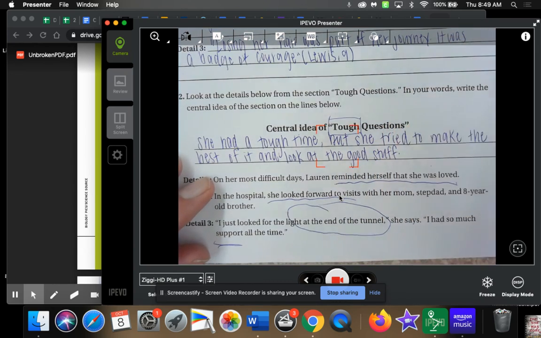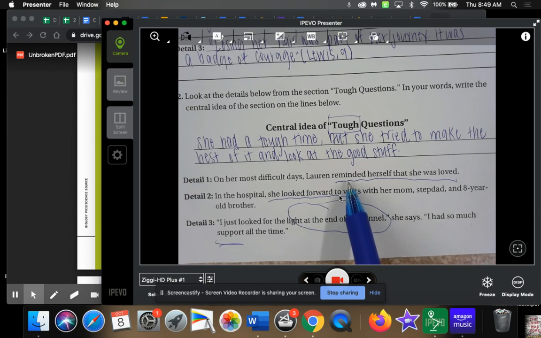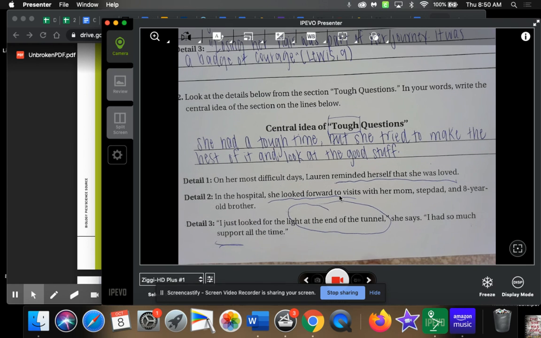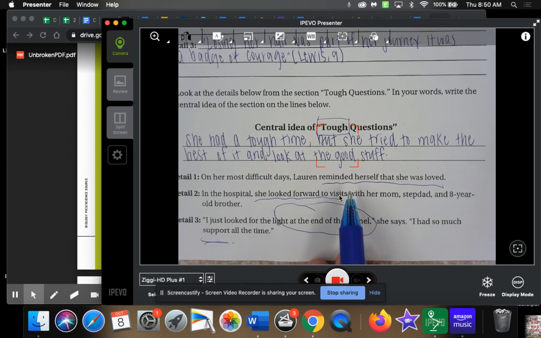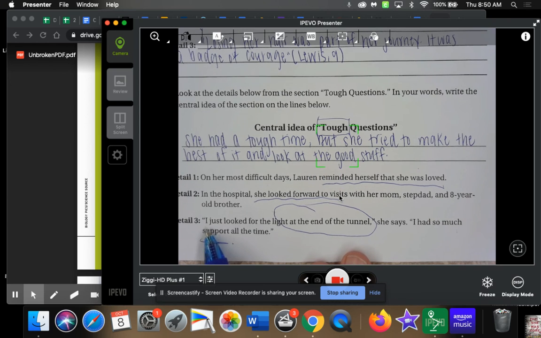And again, if that's my central idea, I have to make sure, can these details all support it? Well, most difficult days, that's a tough time, but she was loved. There it is. In the hospital, clearly not a great time, but she looked forward to visits with her mom, right? And then the last one, I just looked at the light at the end of the tunnel. So clearly, if you're having a tough time looking at the light at the end of the tunnel, that's going to help you look for the positive stuff.